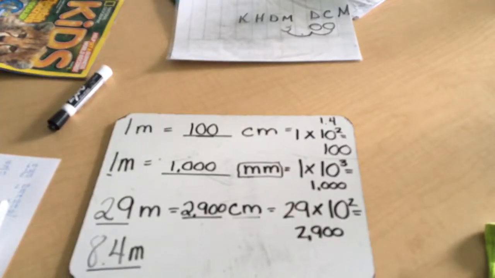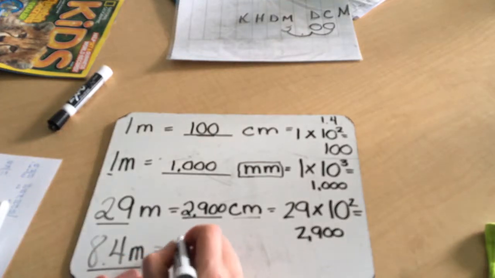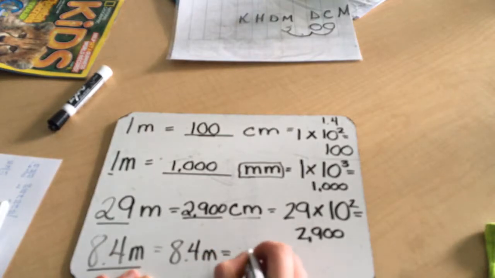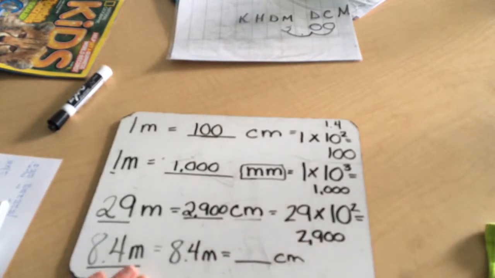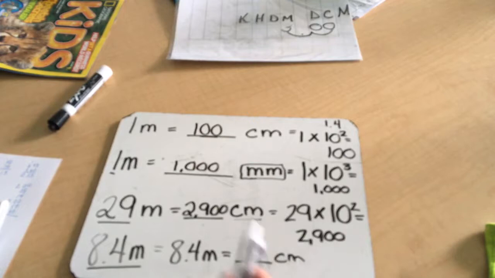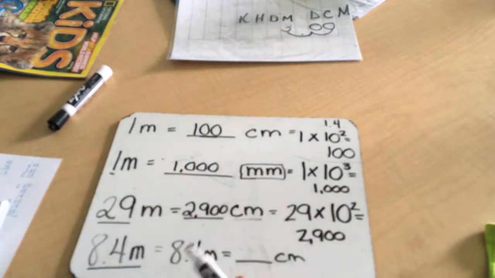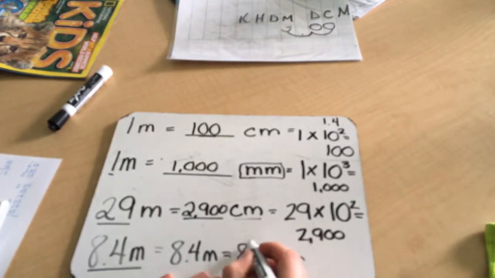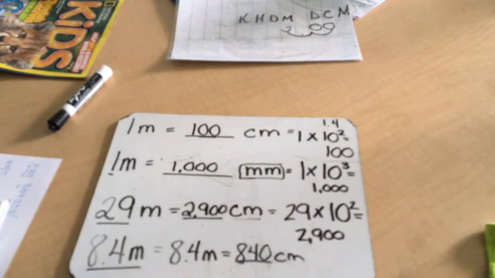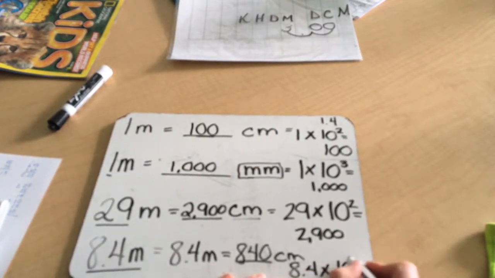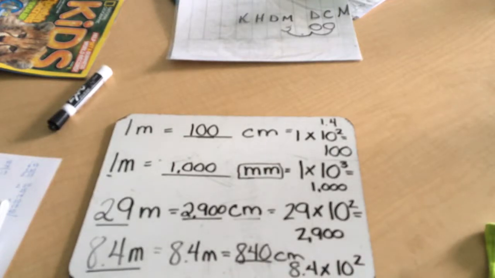All right, let's go ahead and look at the next one, which is 8 and 4/10 meters. We're going to keep that and then turn it into centimeters. Well, since centimeters is times 10 to the second power, or times 100, I know I'm shifting to the left twice. So that would give me 840 centimeters, or 8.4 times 10 to the second.